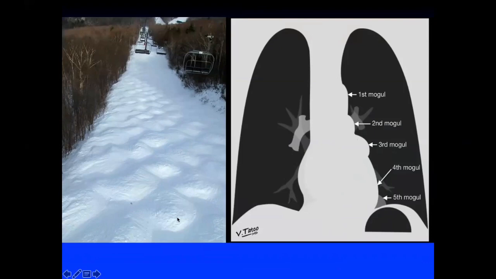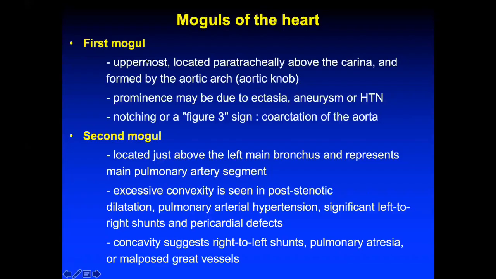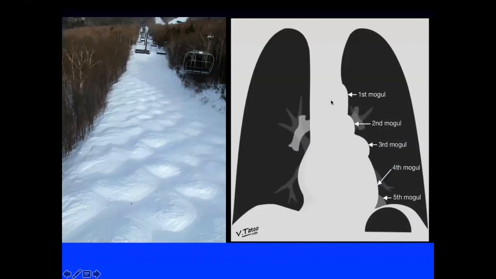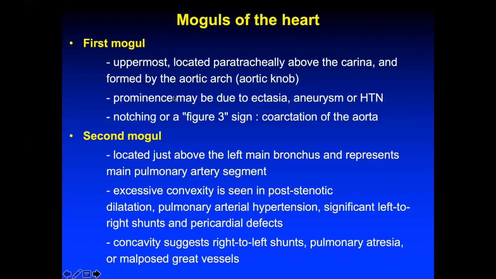The first Mogul is the uppermost, located paratracheally above the carina and formed by the aortic arch. So the normal structure present in the first Mogul is the aortic arch. Now the aortic arch may become prominent. In a disease state, your first Mogul will appear prominent because of ectasia. So there can be an aortic ectasia or aortic aneurysm, or it can even be in hypertension.